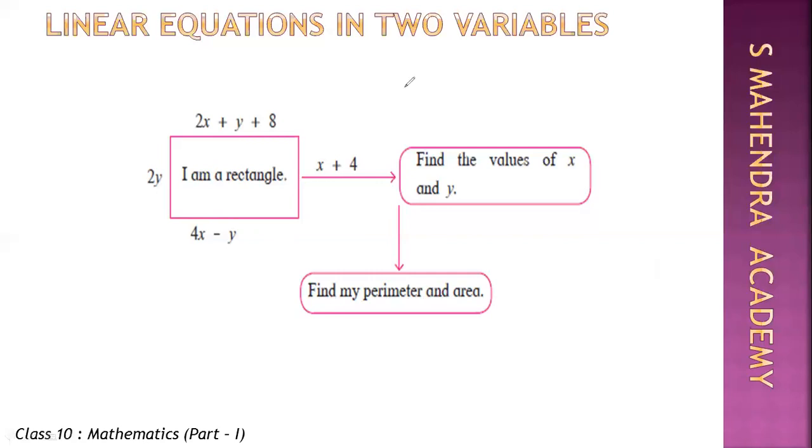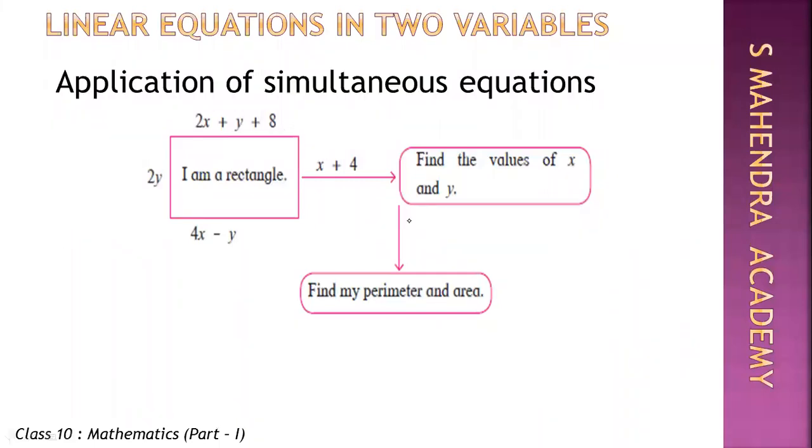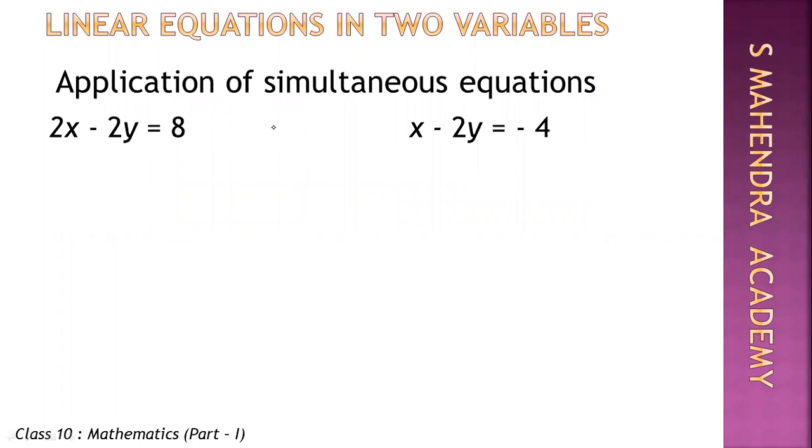So the equations which we have are 2x minus 2y is equal to 8 and x minus 2y is equal to minus 4. Now we will find out the solution of these equations. So equation 1 is 2x minus 2y is equal to 8. This is equation number 1. And x minus 2y is equal to minus 4.